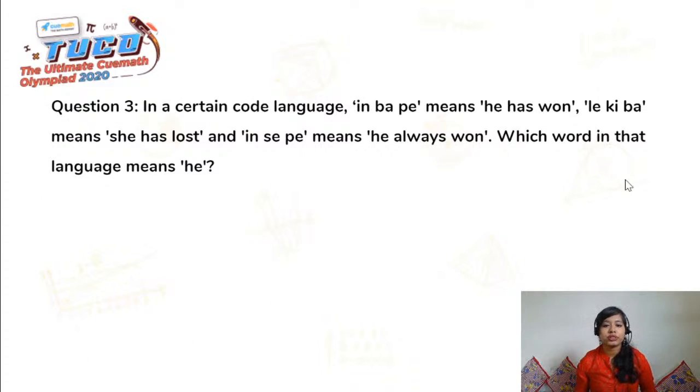Here goes our next question. In a certain code language, in ba pe means he has won. Le ki ba means she has lost. In se pe means he always won. Which word in that language means he?